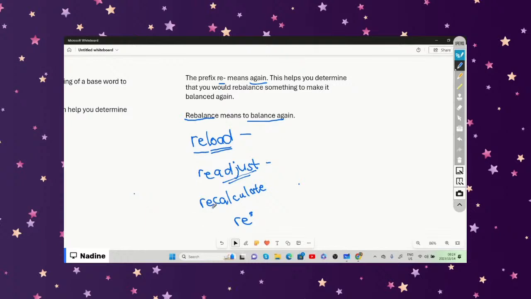Then we have recalculate. Recalculate is almost like saying that something is not balancing up. We need to check or count the money again, right? So now you are calculating that money again, recalculating the finances, the money, or something again.